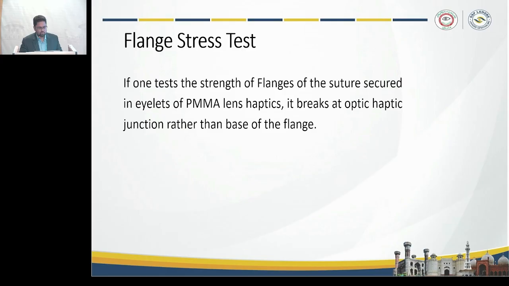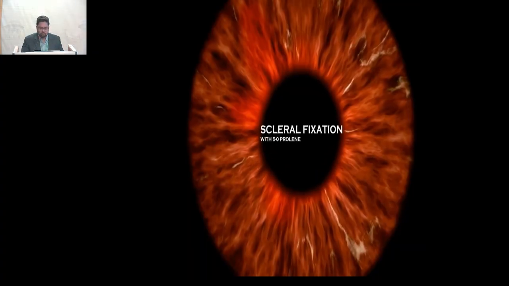If you look at the structure which is formed, the lens is secured by flanges of the suture, which are made by thermal cautery. If you perform a stress test, one would figure that the weakest point is at the base of the flange, but rather that is very secure and the optic-haptic junction breaks rather than the base of the flange.